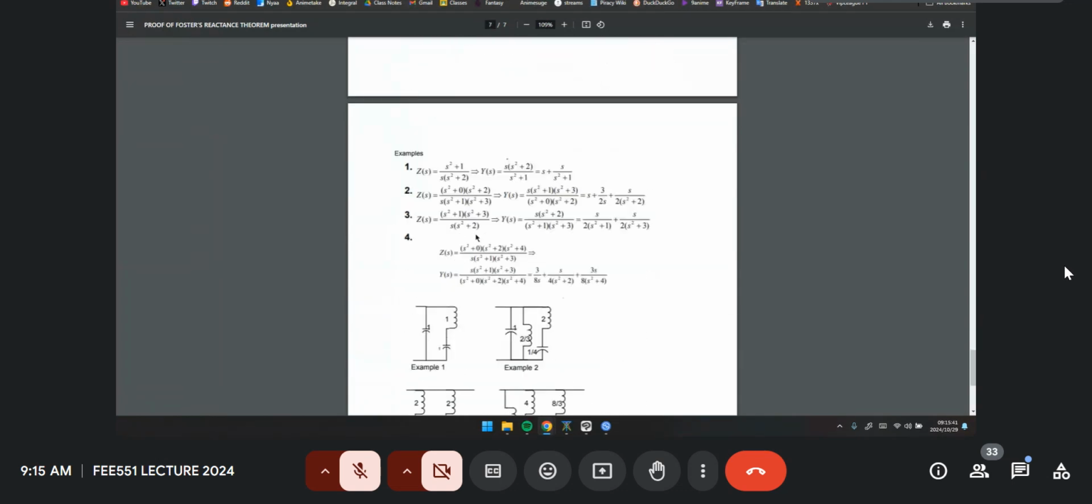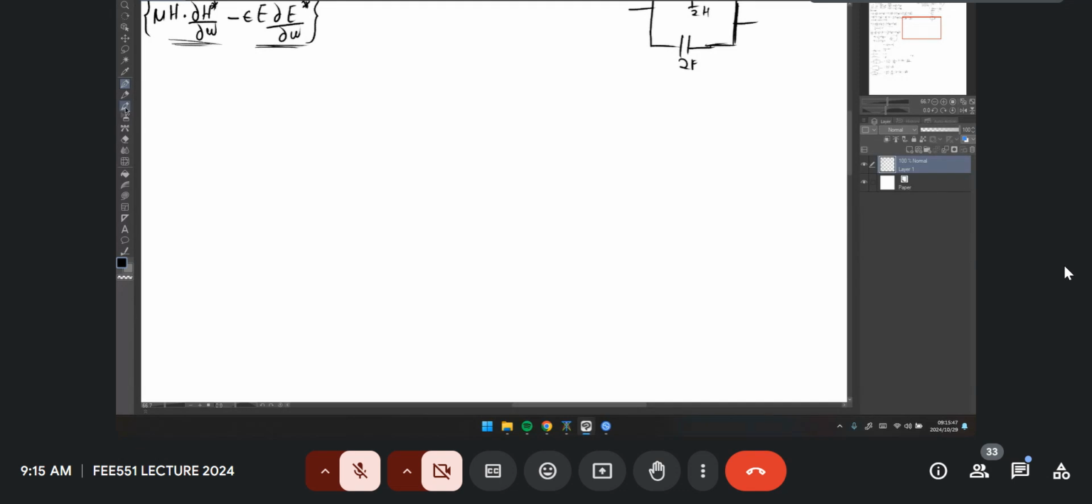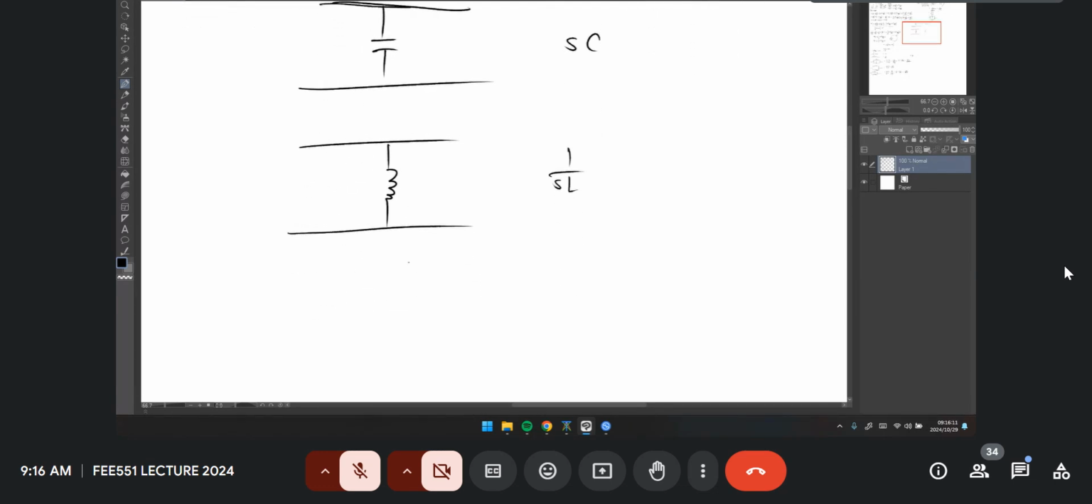The same can be done for Foster's second form, but this time we are considering the admittance values such that the capacitor will be SC, the inductor will be 1 over SL, and then we can consider an inductor and a capacitor and so forth.